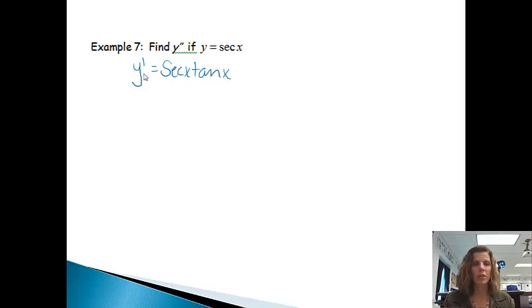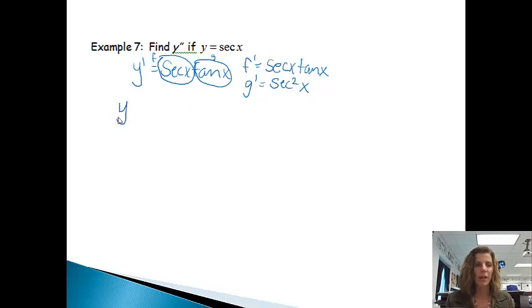Okay, to get the second derivative, I now notice that we have secant x times tangent x. There are actually 2 functions being multiplied together. So we're going to let this first function be f, and we'll let the second function be g, and we need to use the product rule. So just like what I always do when I start the product rule, I'm going to work it out here. The derivative of f, the derivative of secant, is secant x tangent x. And then g prime, the derivative of tangent x, is secant squared x. All right, now from here, we're ready to use the product rule.